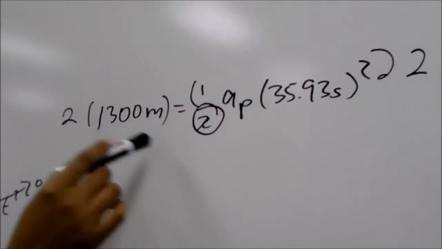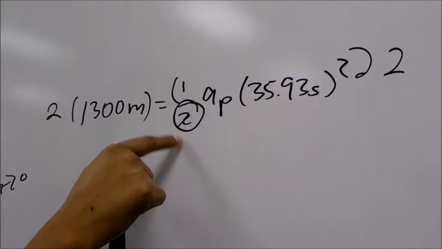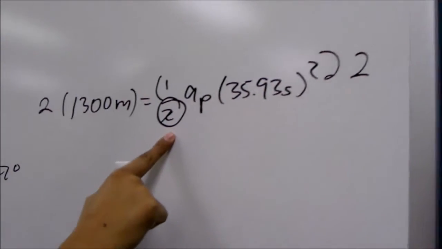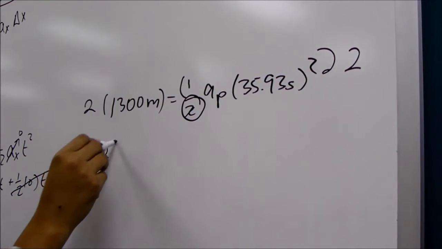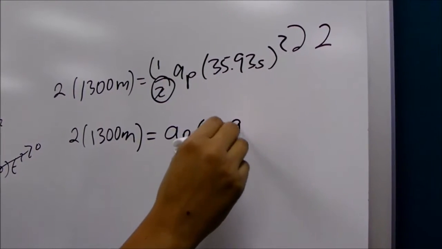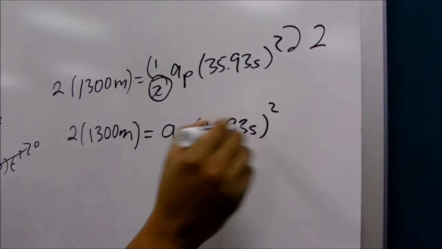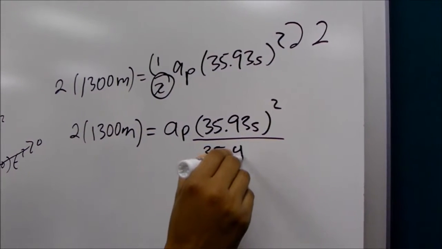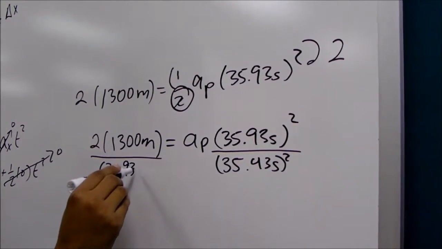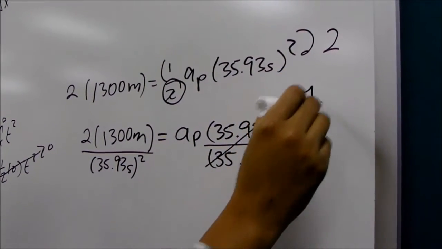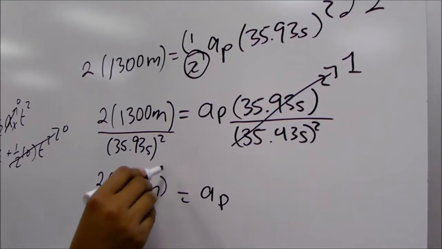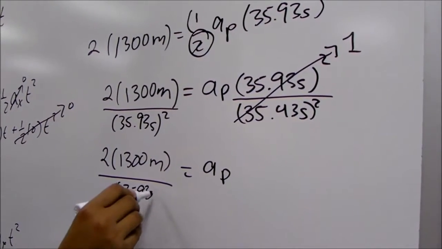So we rewrite our equation, and the first variable that we are going to move is the 2 that is dividing the whole equation. And the way we do that is by multiplying everything by a 2, because we know that 2 divided by 2 is just 1. And then after that, we are going to have 2 times 1300 meters equals the acceleration times 35.93 seconds squared. And then to remove this variable right here, we are going to divide by 35.93 seconds squared, and right here too, 35.93 seconds squared. And we know that this is just 1. So at the end, we only have the acceleration is equal to 2 times 1300 meters divided by 35.93 seconds squared.